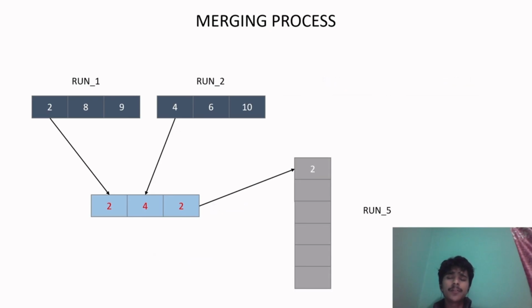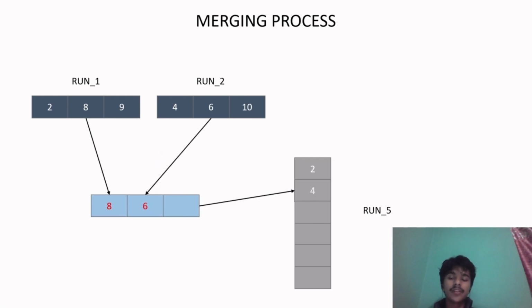And since 2 from run1 is placed in run5, we bring in another element from run1, which is 8, and repeating the process again, comparing between two elements, we get the smallest element, which is 4, and we write it back to the temporary file. And repeating the process again, we compare between 6 and 8, and we write the smallest one into our temporary file.